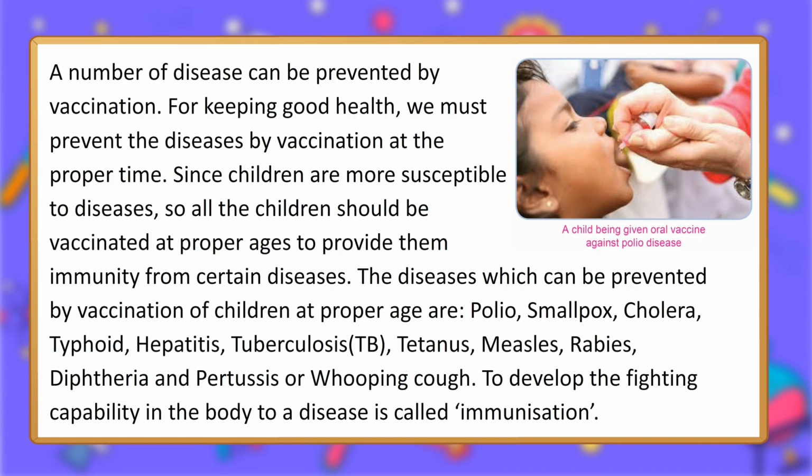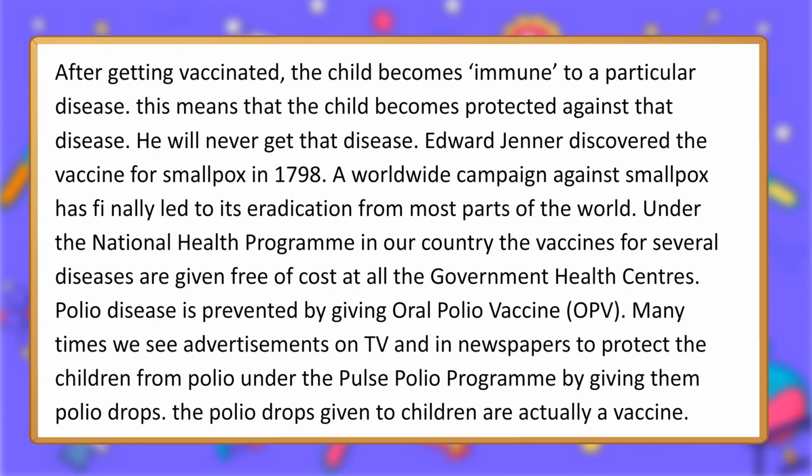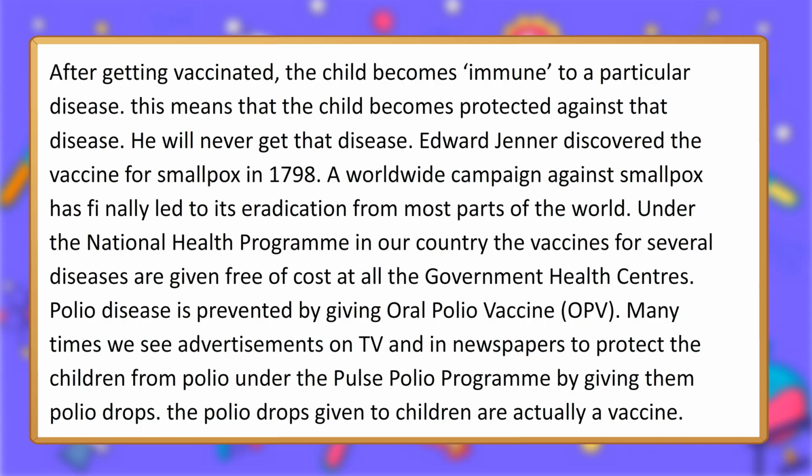To develop the fighting capability in the body against a disease is called immunization. After getting vaccinated, the child becomes immune to a particular disease. This means that the child becomes protected against that disease. He will never get that disease. Edward Jenner discovered the vaccine for smallpox in 1798.